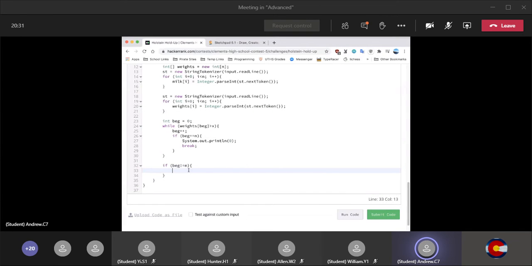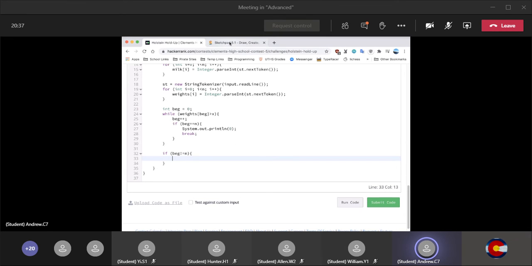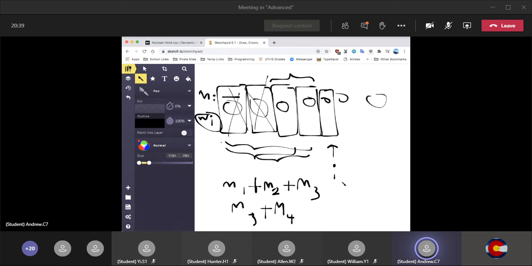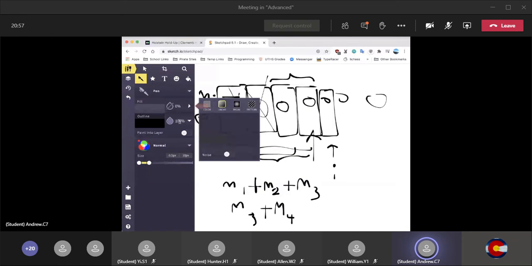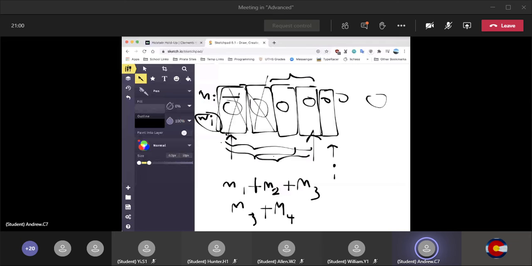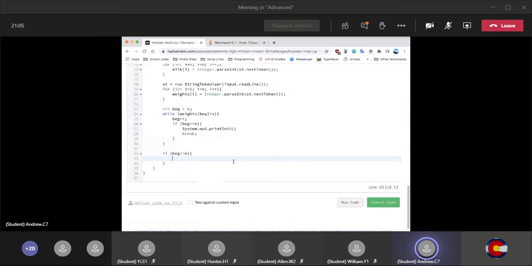So if beginning is not equal to N, then for this, what we want to look at is the beginning position of our contiguous set of cows and the ending position of our contiguous set of cows. For example, this is the beginning position and this is the ending position. And we have to keep them as variables, because those are the things we have to update.